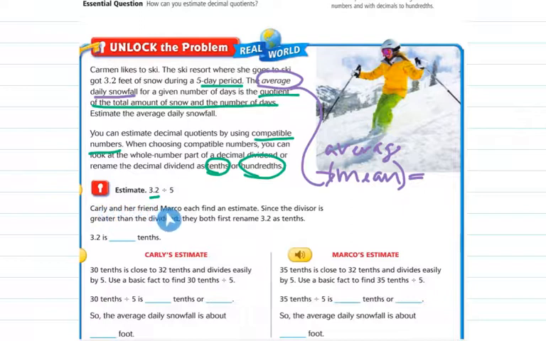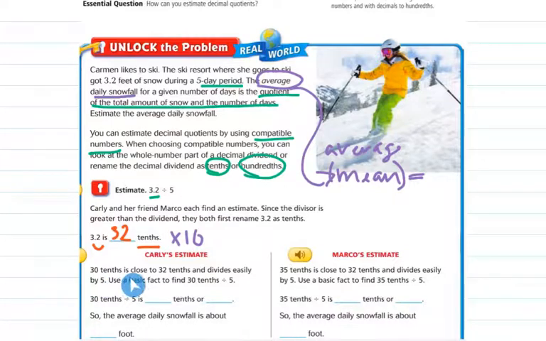So Carly and her friend Marco each find an estimate. Since the divisor is greater than the dividend, they both rename 3 2/10 as tenths. In order to rename it as tenths, we're going to have to multiply by 10. Now, boys and girls, we're going to gain 1 decimal place, moving to the right, and we get 32 tenths. You might ask, how do I know that I multiply by 10? Well, you multiply by 10 because it says tenths, and you think about that as being 1 place value.